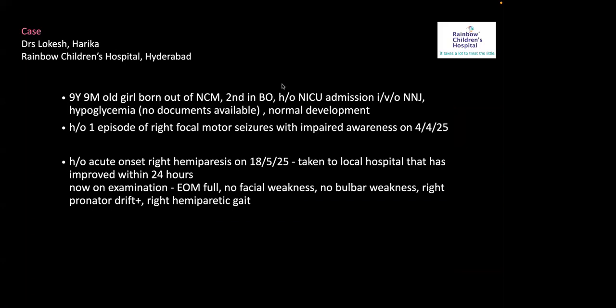This is a 9-year-old girl, born on consent, with neonatal jaundice and hypoglycemia at admission, but no documents were there, and normal development. This child had one episode of right focal motor seizure with impaired awareness on 4th April, and after that no further seizures. She developed acute right hemiparesis on 18th of May. She was taken to a local hospital, and they observed the hemiparesis started improving within 24 hours.